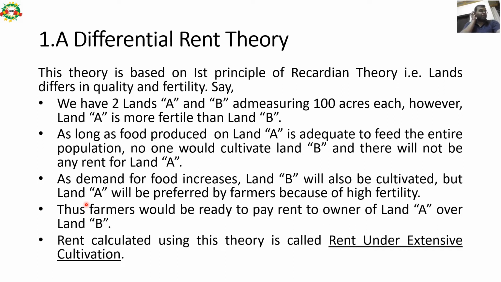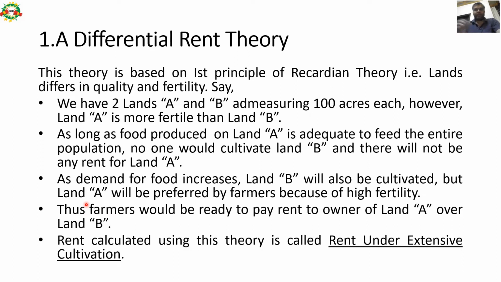If we give a choice to a farmer, there could be a number of farmers in the economy. Everyone would like to cultivate land A because it is more fertile and will give more produce to the farmer for a given level of effort. Thus farmers would be ready to pay rent to the owner of land A over land B, because there will be a demand for land A over land B.